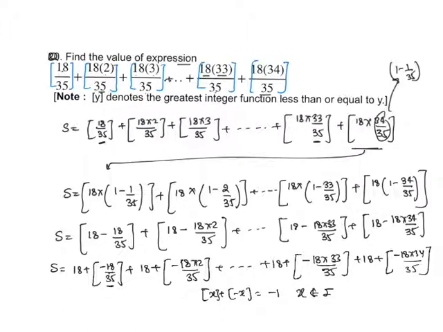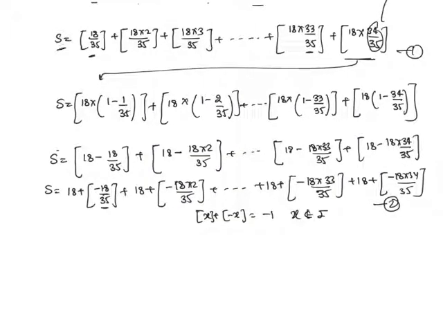So if I add the first equation and the last equation, S plus S will come 2S. Then 18 plus 18 plus 18 plus 18, how many times will there be? 34 times. So we can write 18 into 34 plus greatest integer of 18 by 35 plus greatest integer of minus 18 by 35, that will give minus 1. Similarly this will also give minus 1, similarly this will also give minus 1, and last is what? This will give minus 1. So this also will come 34 times.